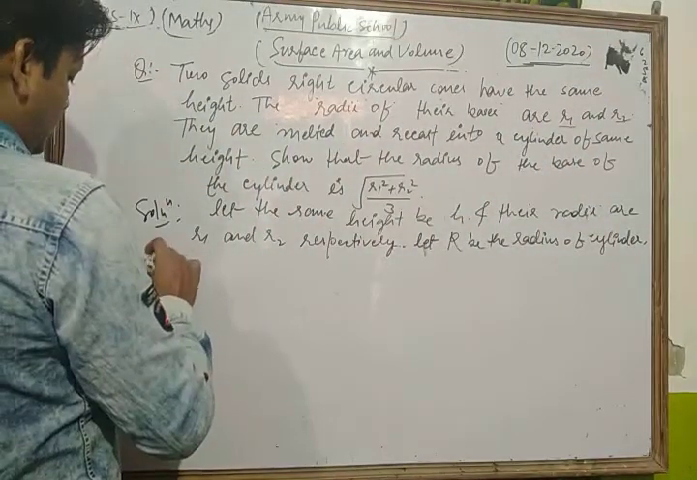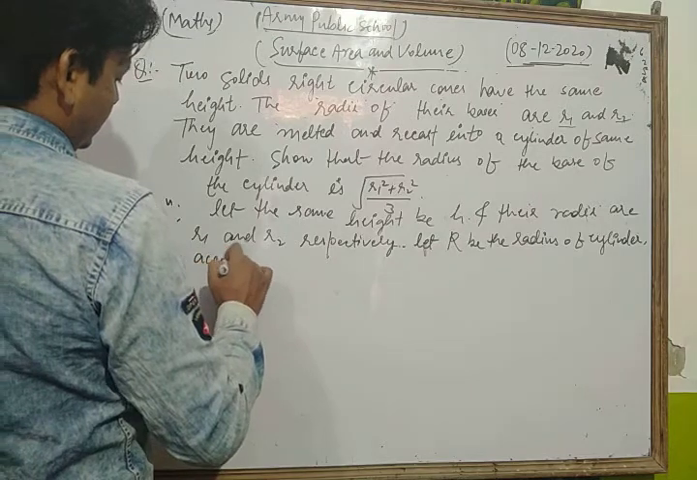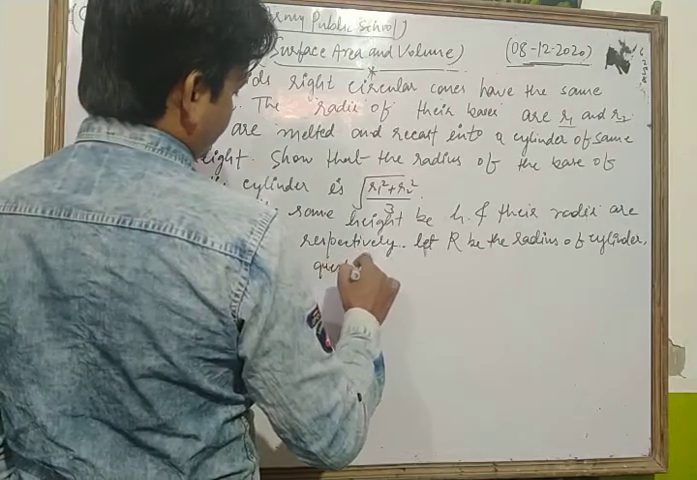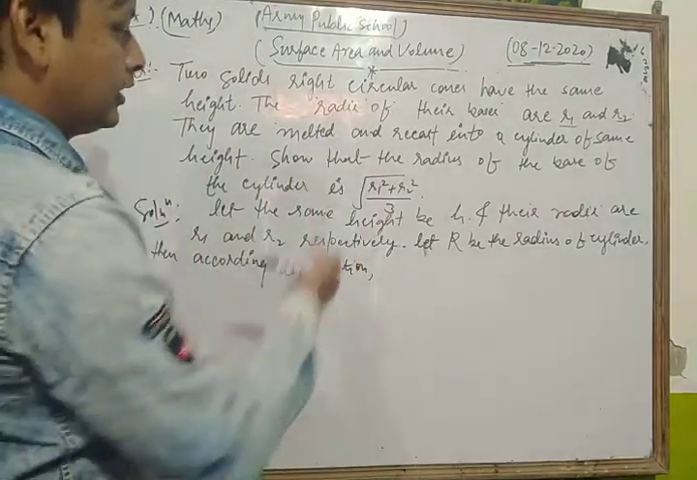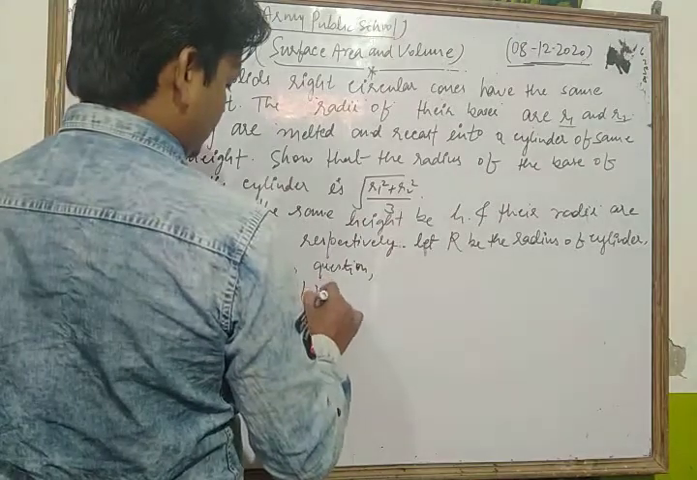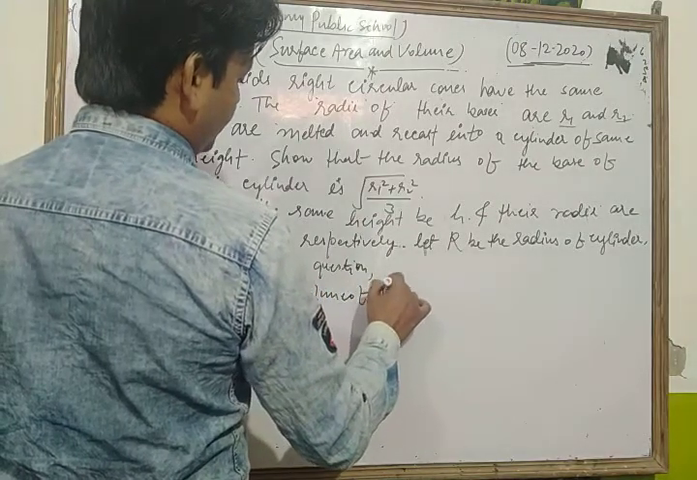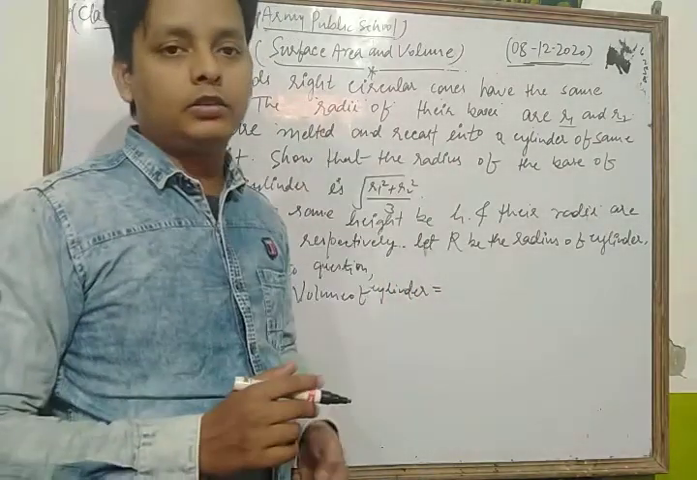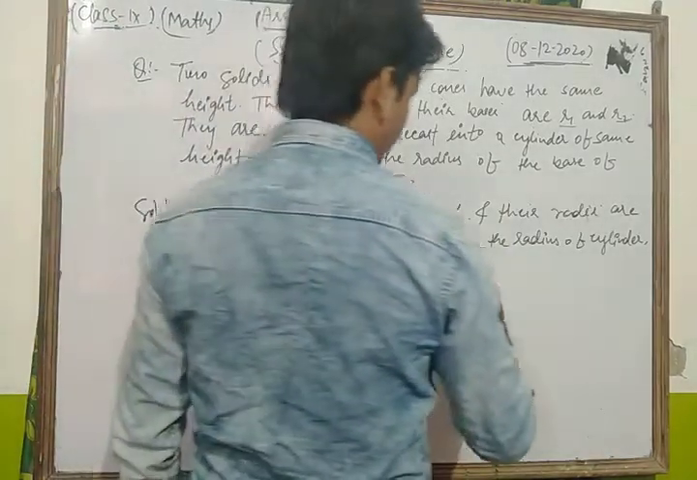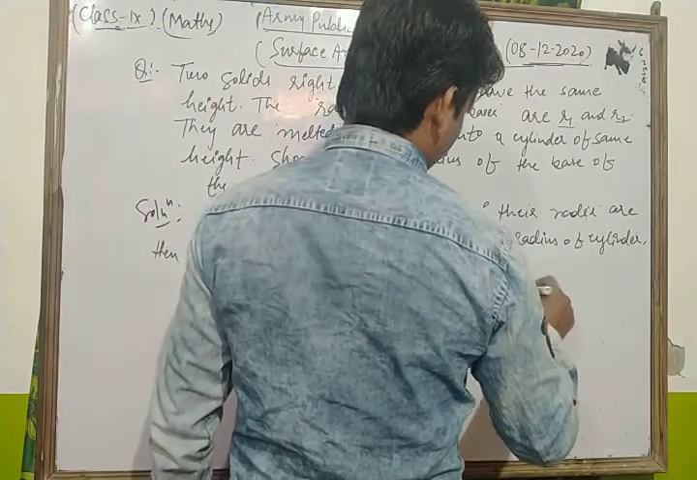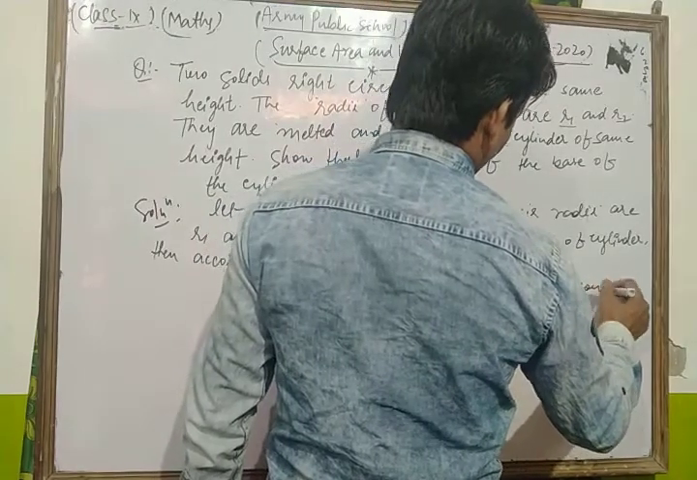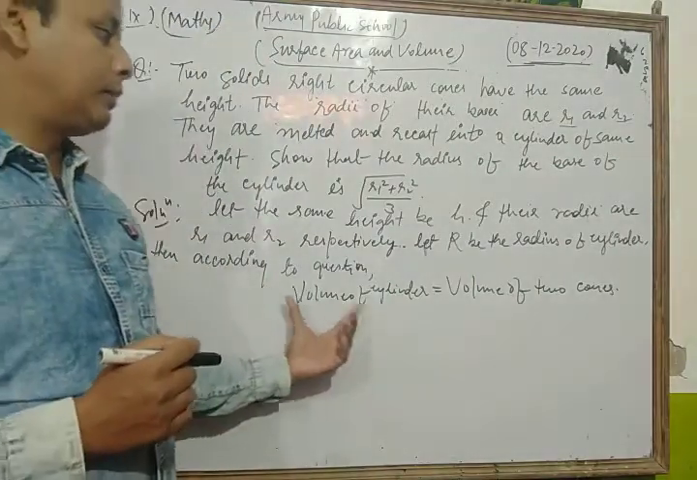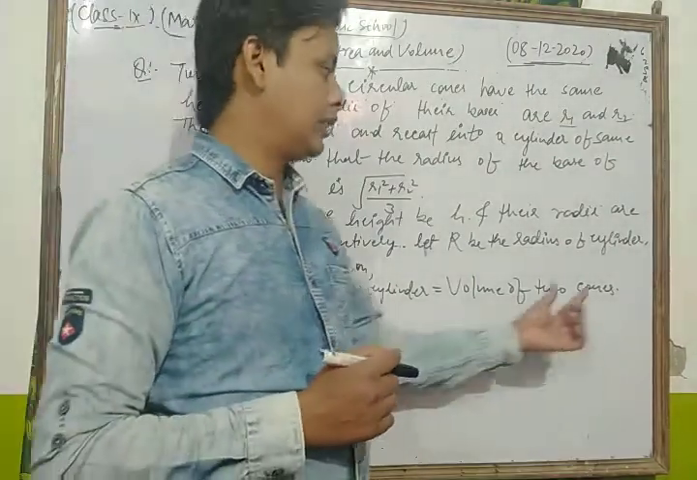Then according to the question, the volume of the cylinder is equal to the volume of the two solid right circular cones. This is the concept here. Now we apply the formula of the cylinder as well as the cone.